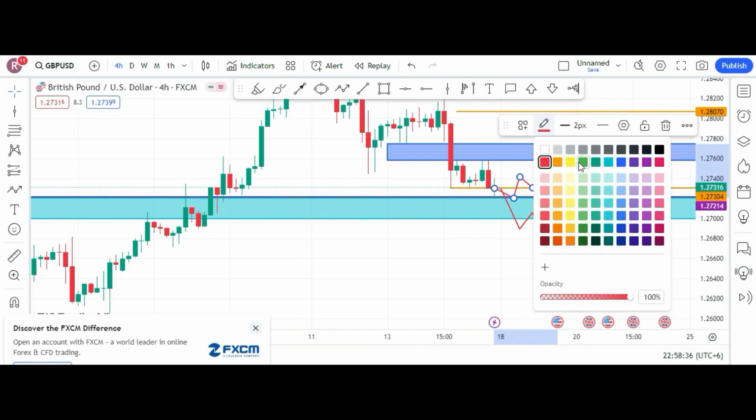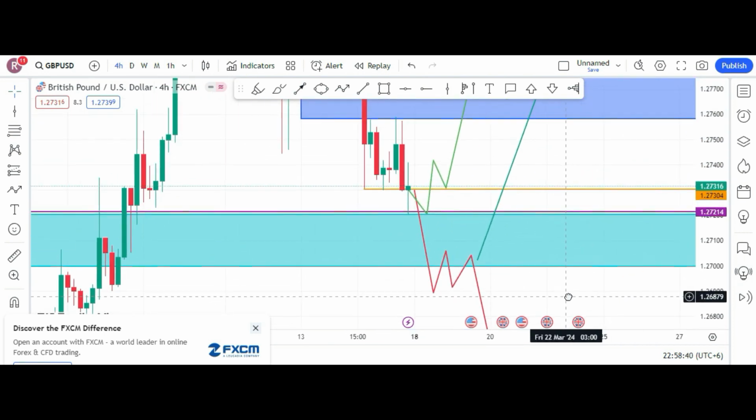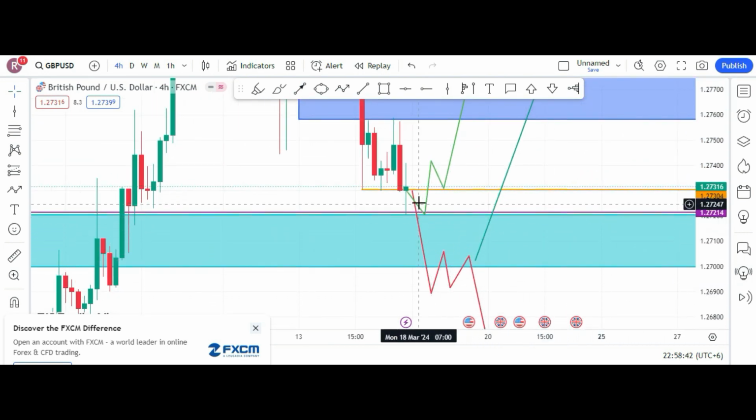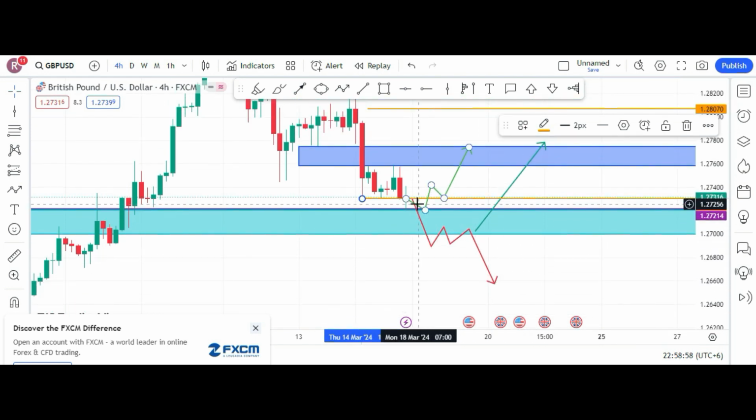So for the time being, GBP/USD, there is no trade at all on our table. We wait and see another 2-3 candlesticks here, whether the candlesticks fail to get below this line or remain above this line. And if it goes below this line, we are expecting something like this. And if it remains above this line, we are expecting something like this.